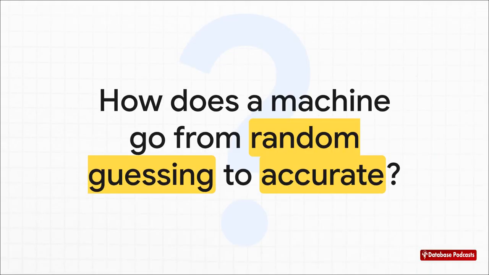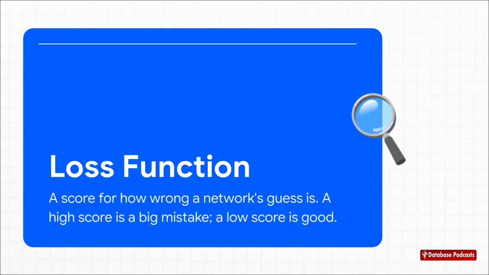Okay, so you've got this really complex network, right? But all its internal settings, we call them weights, they start out completely random. And because of that, it's pretty useless at first. So the big question, the fundamental question we have to answer is, how do we teach this thing to get it right? Well, the very first thing you have to do is figure out how to measure its mistakes.